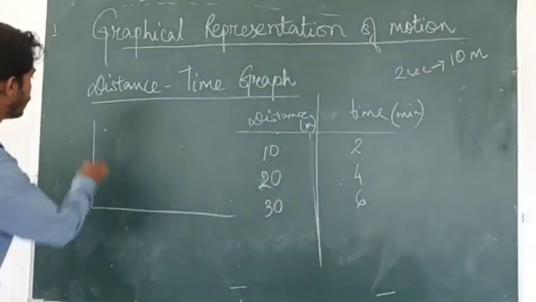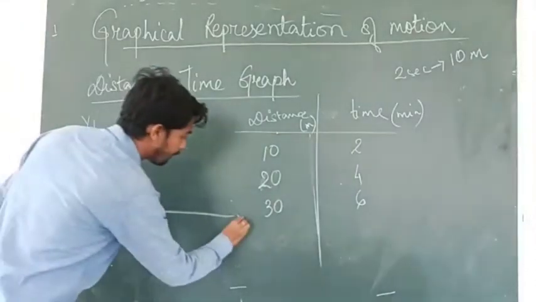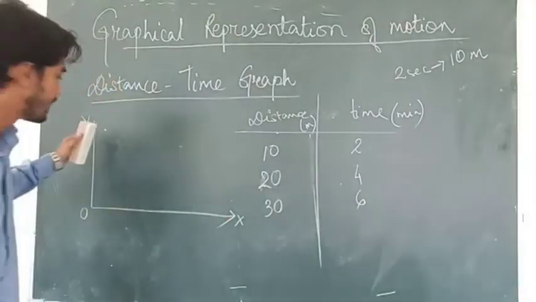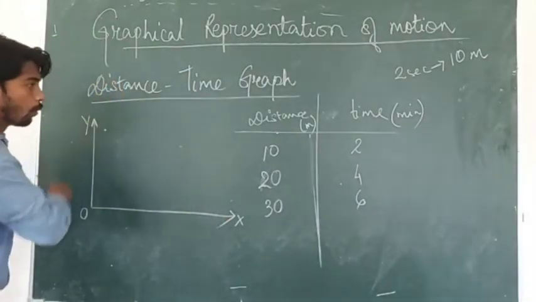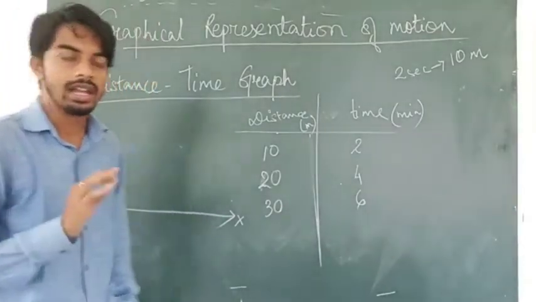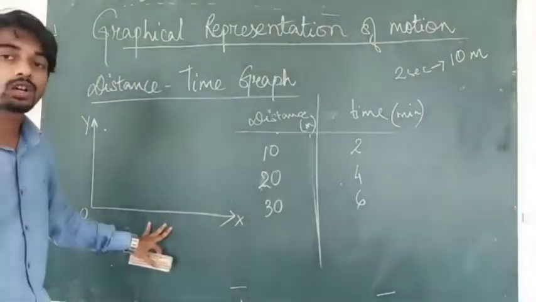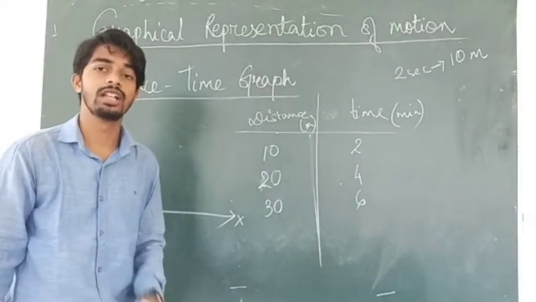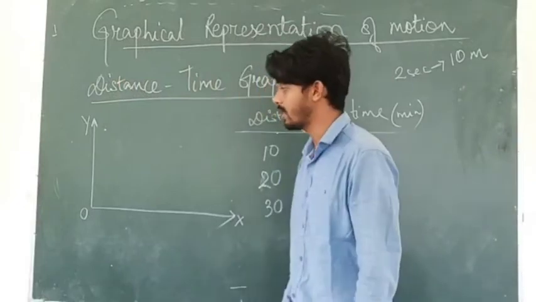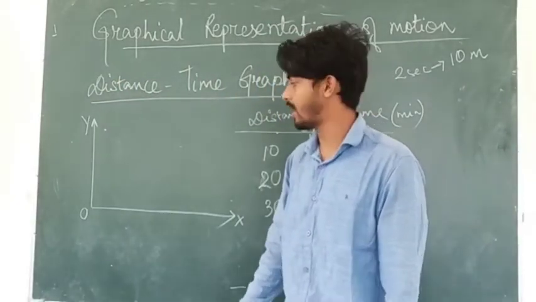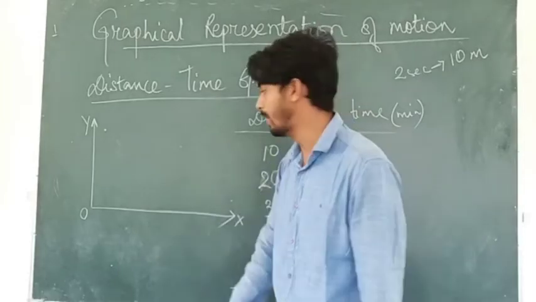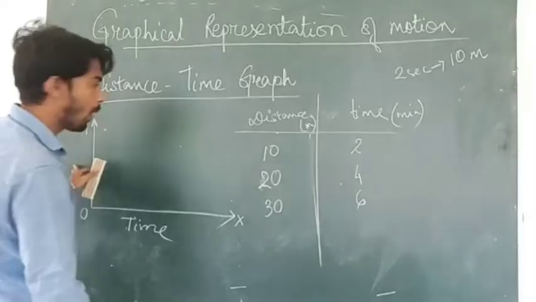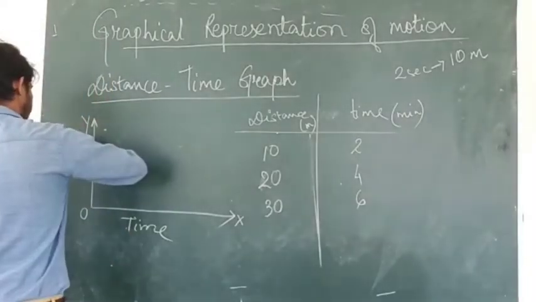First of all, I know you all know how to make a graph. I assume you are comfortable with that. This is our x-axis, this is our y-axis. Whenever we make a graph, in the x-axis there is always the quantity which is independent, that means it does not depend on any other quantity. Time is an independent quantity, so in the x-axis we will take time, and in the y-axis we will take distance.